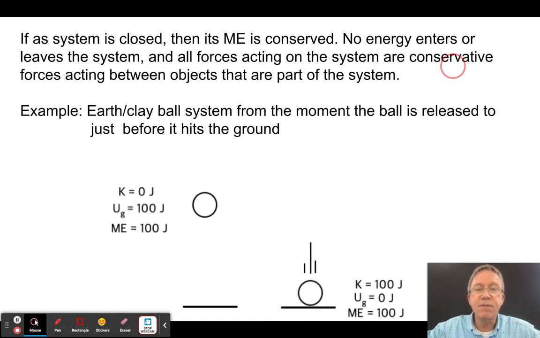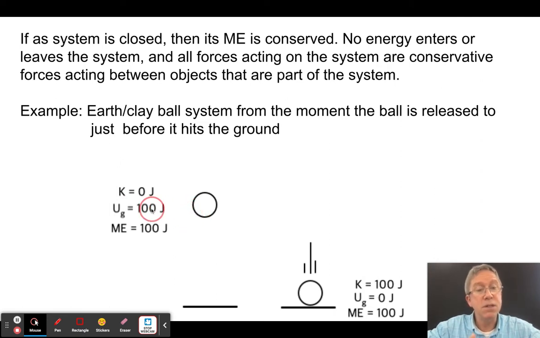So let's just look at a very simple example. We've got a clay ball, you'll see later on why it's clay, and the Earth. That's my system, clay ball and the Earth. And I want to look at it from the moment the ball is released to just before the ball reaches the ground. So in this case, I have a closed system. Mechanical energy is going to be conserved.